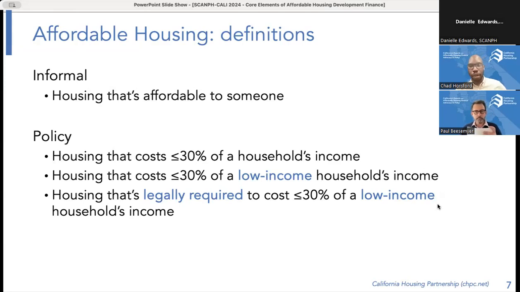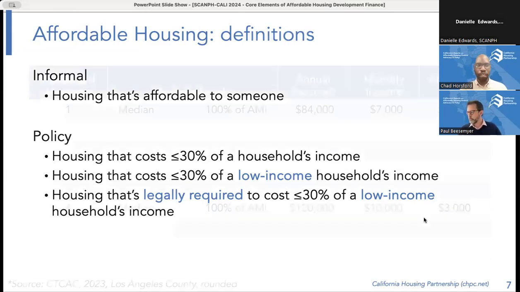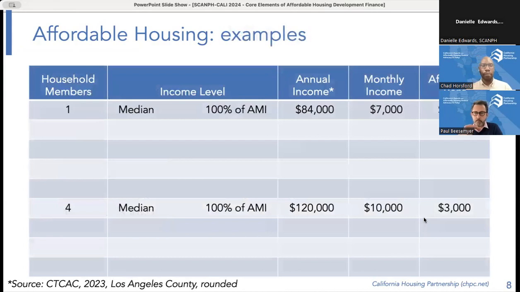Yeah, that's a great point, Paul. And to help us a bit further, let's translate these words into numbers. So thinking about income in LA County, we're using 2023 data. The median income for a one-person household is $84,000 for the year. And for a four-person household, presumably you may have more than one income earner, or you may be dealing with someone who has been in their job a bit longer. The median income is $120,000 for the year.